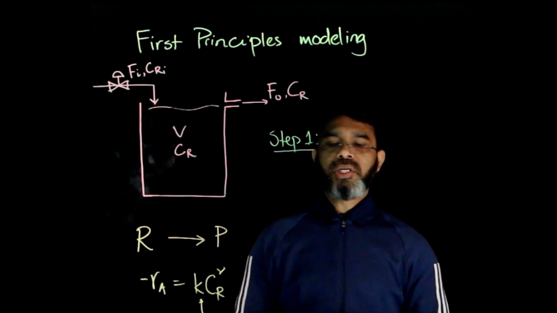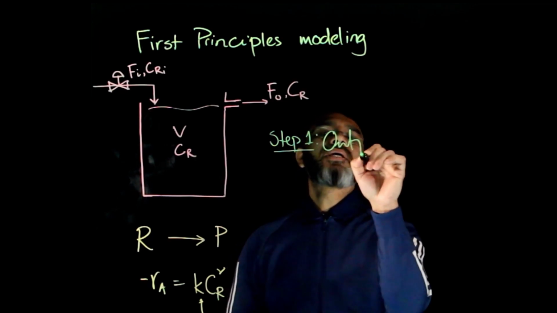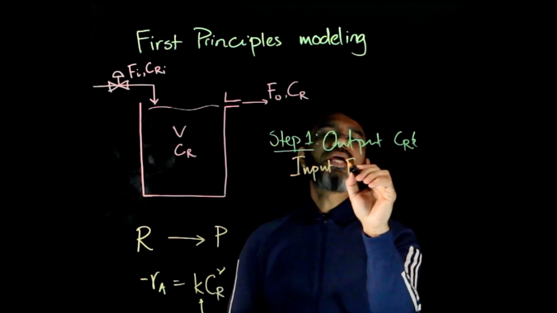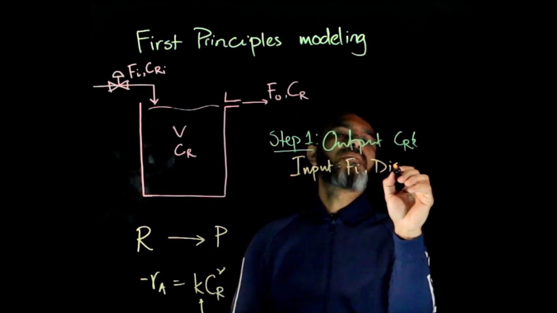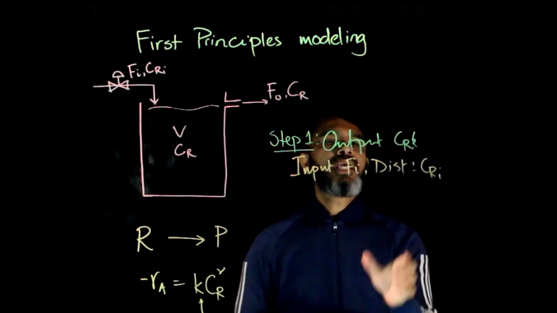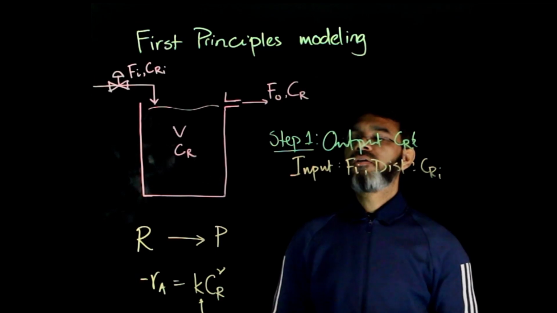same equation. So step 1 is we consider output to be CR and the input can be Fi and the disturbance can be CRi. Now with this, we'll try to establish the link between the variables.